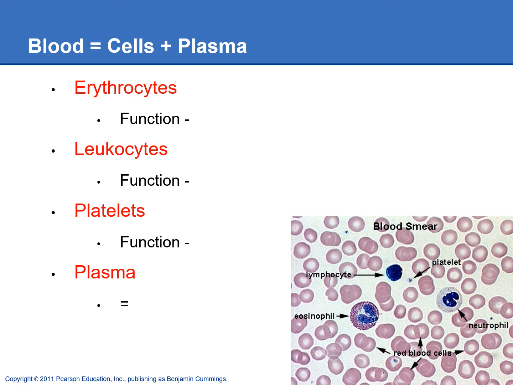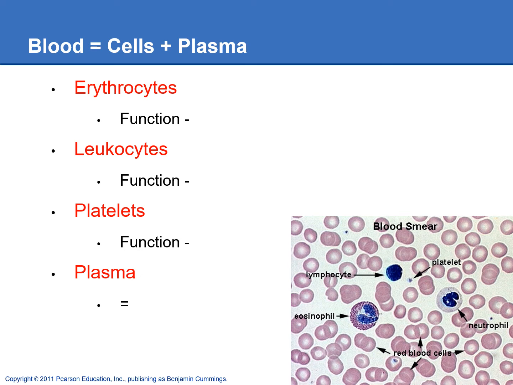And then the third part of the cardiovascular system, besides the heart and blood vessels, is the blood, which we're going to talk about in Chapter 15. So the blood contains three different types of cells and then the plasma. So the three cell types in the blood are the erythrocytes or red blood cells, and their function is to carry oxygen in the blood. And if you look on the blood smear on the bottom right here, you can see that most of these cells here are red blood cells.